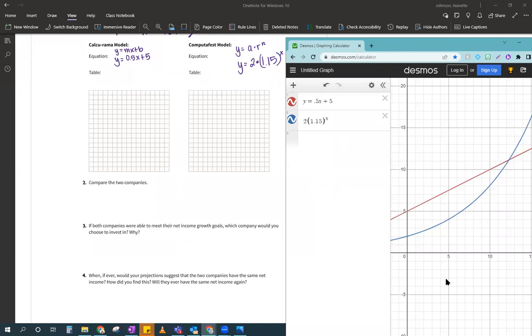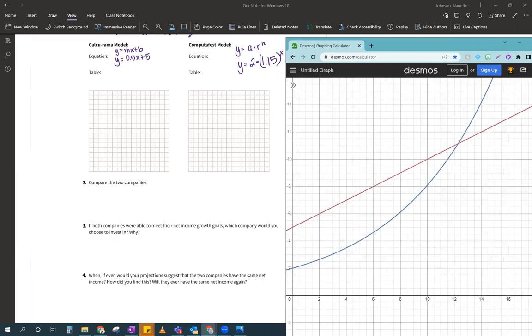Yeah, very good. Someone says, I don't need money right now, so I'm probably going to go with Computafest. Very good. So if you wanted money in 10 years, someone says, Ms. Johnson, choose Calcularama, right? Because look, they have more money. They earned more. But if this is the long run, I'll put this away really quick.